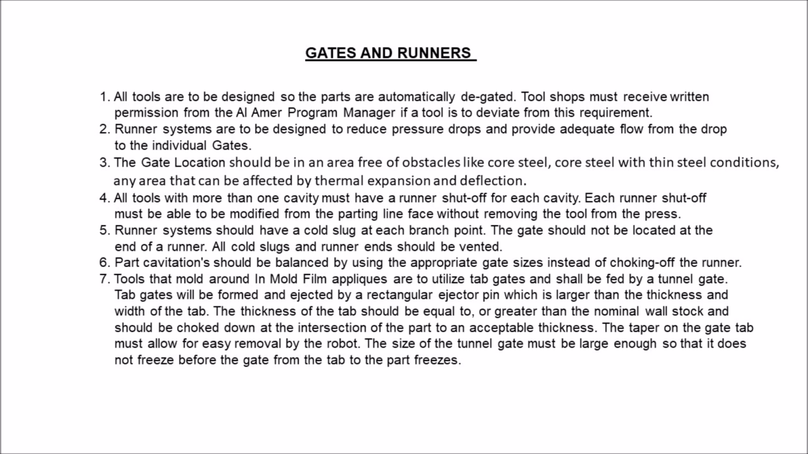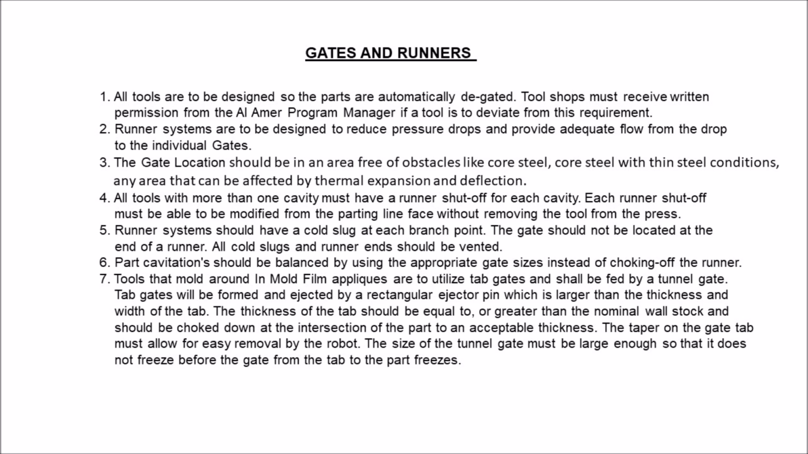4. All tools with more than one cavity must have a runner shut off for each cavity. Each runner shut off must be able to be modified from the parting line face without removing the tool from the press. 5. Runner systems should have a cold slug at each branch point. The gate should not be located at the end of a runner. All cold slugs and runner ends should be vented. 6. Part cavitations should be balanced by using the appropriate gate sizes instead of choking off the runner.